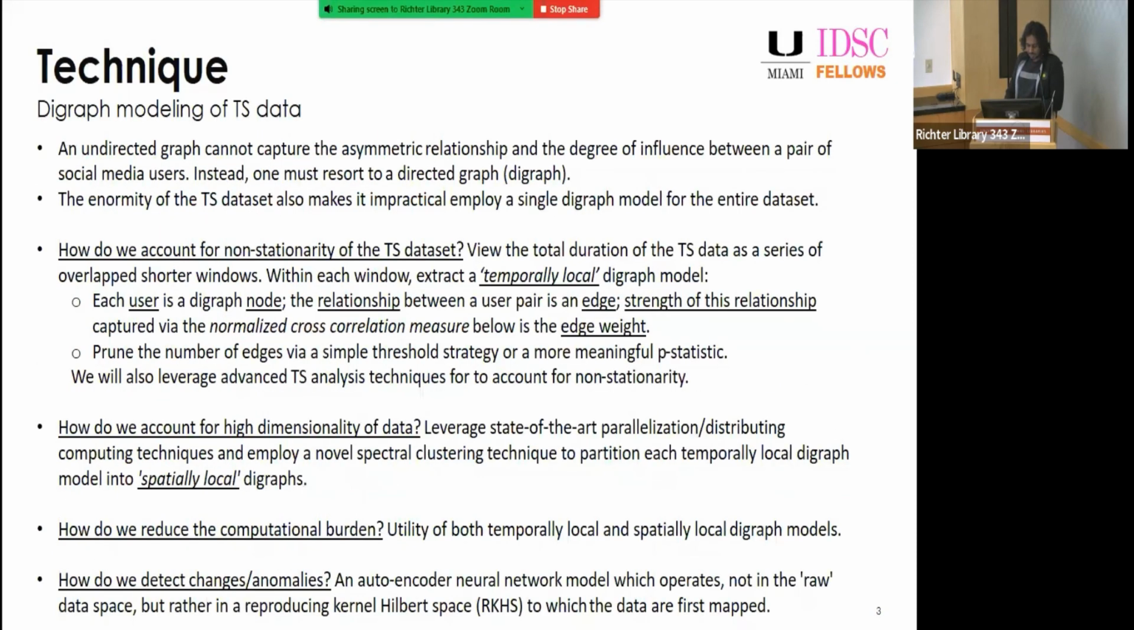In terms of anomaly detection, we'll be extending one of our current works. We used an autoencoder neural network to detect anomalies in a ground subsidence data set, which we collected from the geology department. We'll be using almost the same neural network, but we'll be using the RKHS, the reproducing kernel Hilbert space, where the data is initially mapped and the computational complexity reduces down to big O of one because of the RKHS space, and it's pretty fast too.